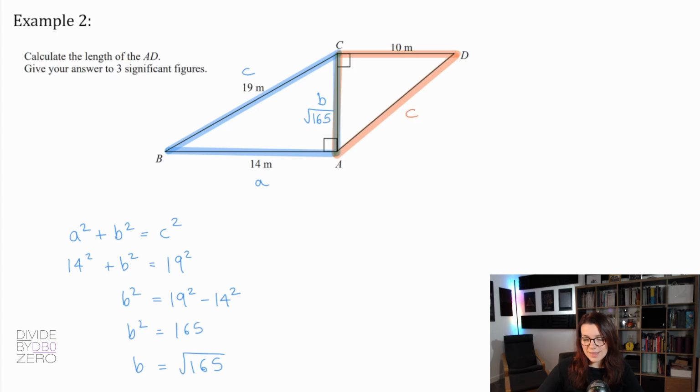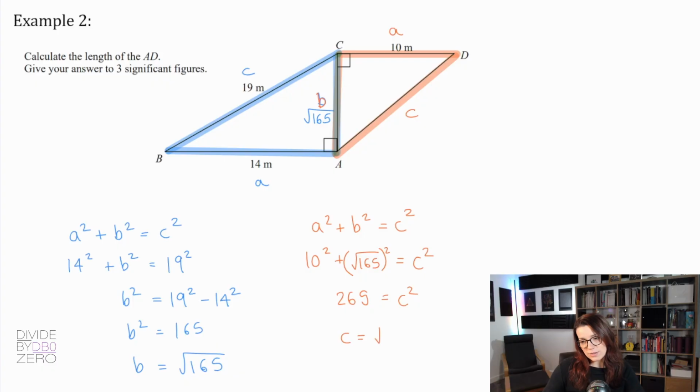Remember, always C is the longest edge, and A and B can be whichever way round, so I'm just going to call the 10 A and keep this one as B. And once again, it's another Pythagoras. Plug the numbers in. Now for b squared, b is root 165, so I'm going to put that in brackets squared equals c squared. Type this in, you get 265 for c squared. Therefore, c is the square root of 265, or just root 265 if you want. If you type that in to your calculator, you get 16.3.